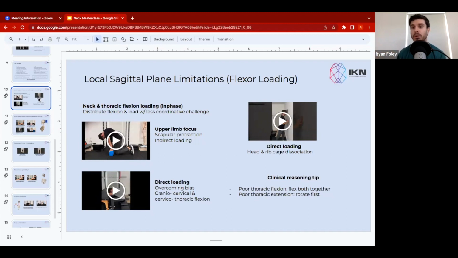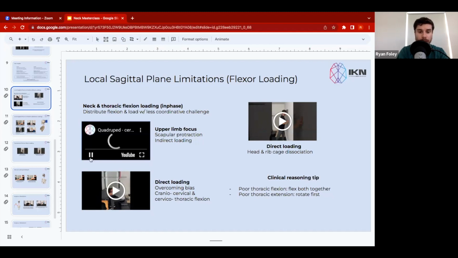Again, that's important when we're looking to restore some eccentric behavior through the cervical flexors. So here we're looking at flexor loading strategies. The first one is a strategy to restore the capacity to distribute flexion across the thoracic spine and the head and neck, with more of an upper limb focus. So you can characterize this as more of an indirect loading strategy.